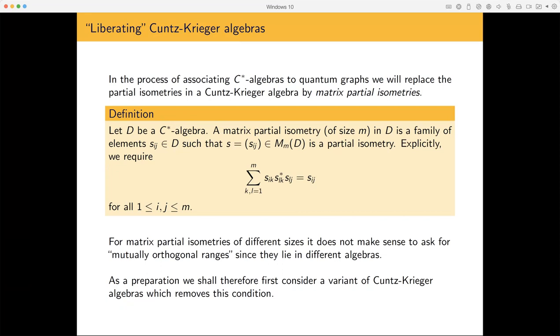And that's what I mean by liberating Cuntz-Krieger algebra. I'll tell you about this in a second. The terminology here is motivated again from quantum groups, where, I don't know if you have come across this before, there is a whole machinery which allows you to liberate matrix groups. The most famous one probably being the symmetric group. There is the so-called quantum permutation group, and that is obtained by, in a sense, dropping any unnecessary relations. And here, in a sense, we are also dropping some relations which we don't want. So that's where this terminology comes from.